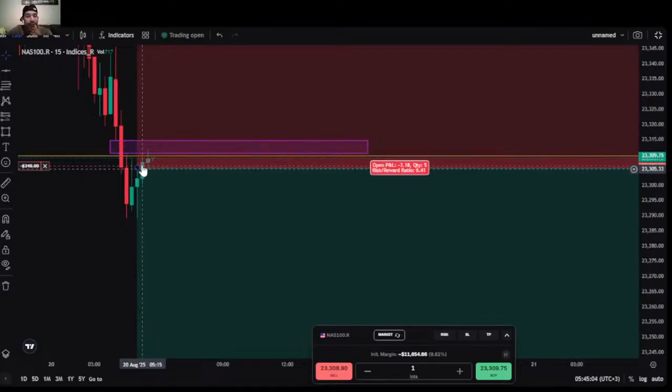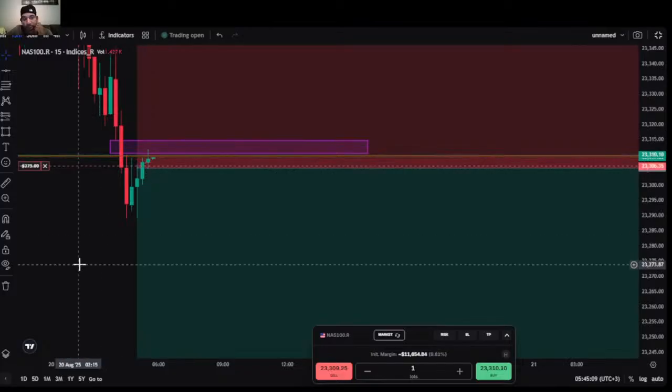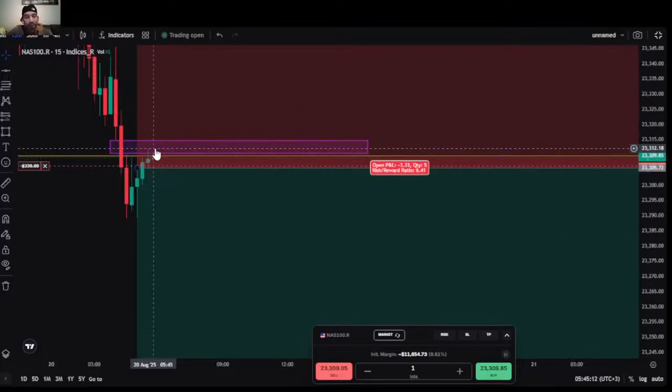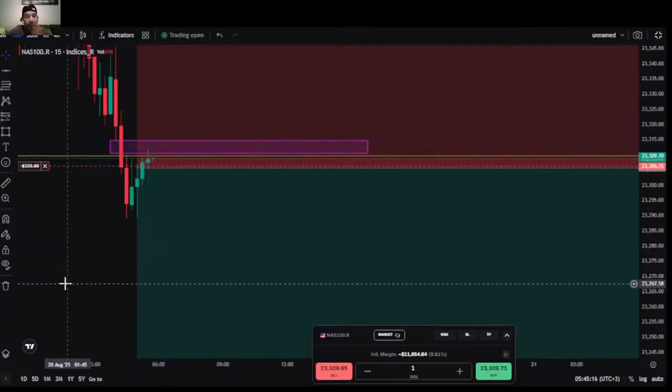Alright, so the 15-minute close. It closed bullish, but closed below support and also respected the FVG. So let's see if we get a top wick here, so we tap into that FVG and then we get the flip down.